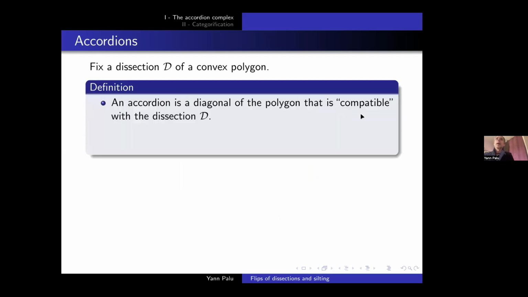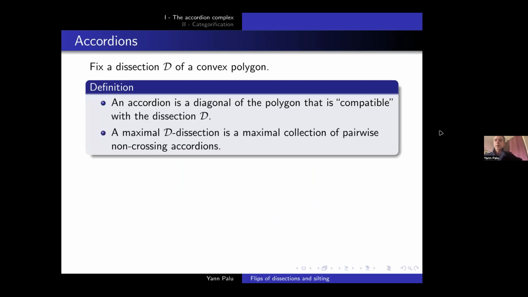Okay. So our setting is a fixed dissection in a convex polygon, and we now have a notion of diagonals being compatible with the dissection D, called accordions. And we'll be interested in maximal collections of pairwise non-crossing accordions. Those will be called maximal D dissections. So in case D was a triangulation, every diagonal will be an accordion, and maximal D dissections will be triangulations. So the notion of maximal D dissection generalizes that of triangulation.